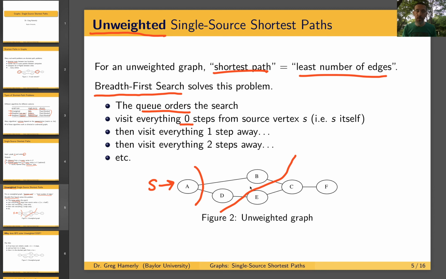And then after we explore those, we visit everything that's 2 hops or 2 edges away from the source, and so on. So this is the way that breadth first search works. This is the way we solve unweighted single source shortest path problems.